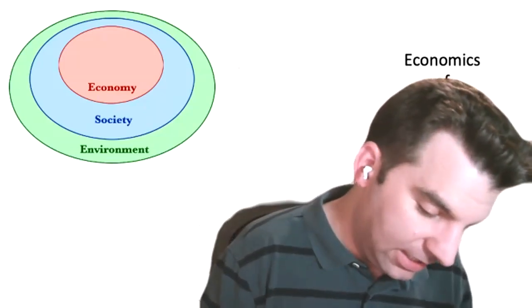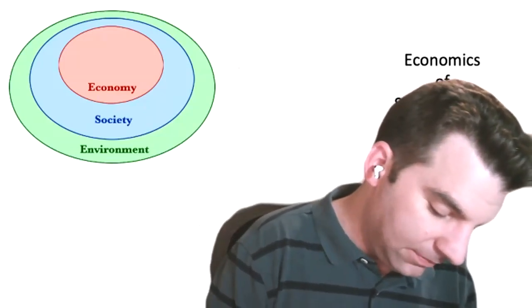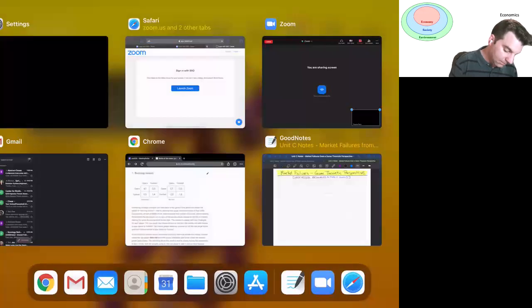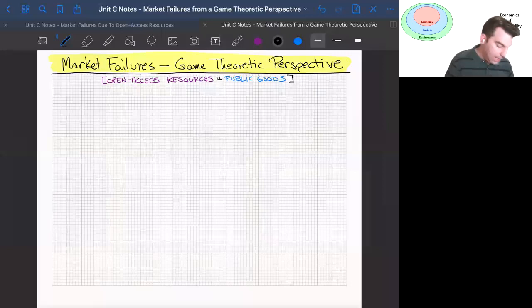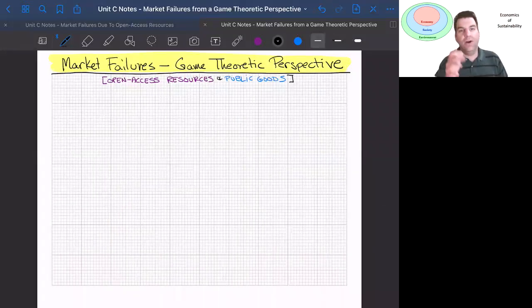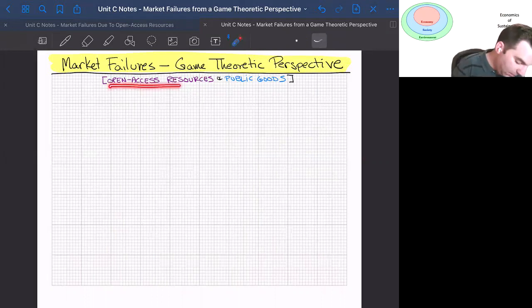Let me share a screen here. All right. So this is not going to be a comprehensive introduction to game theory by any means, but this is just a brief introduction to a small subset of game theory that allows us to get at these two problems of open access resources and public goods.